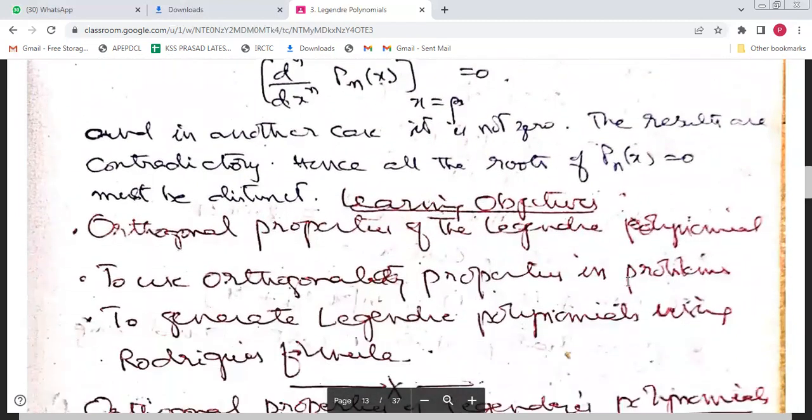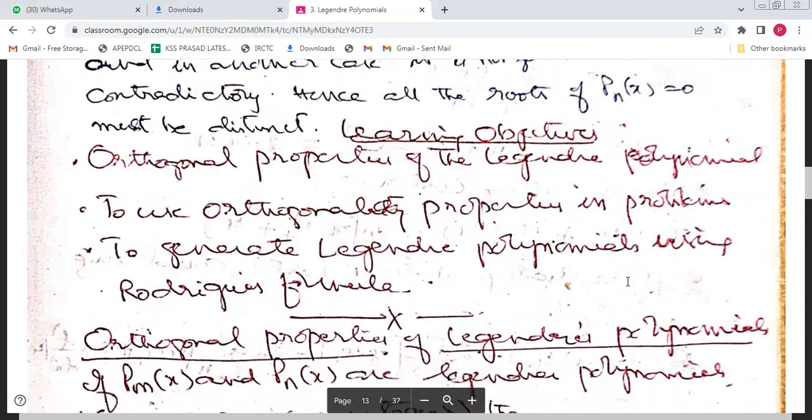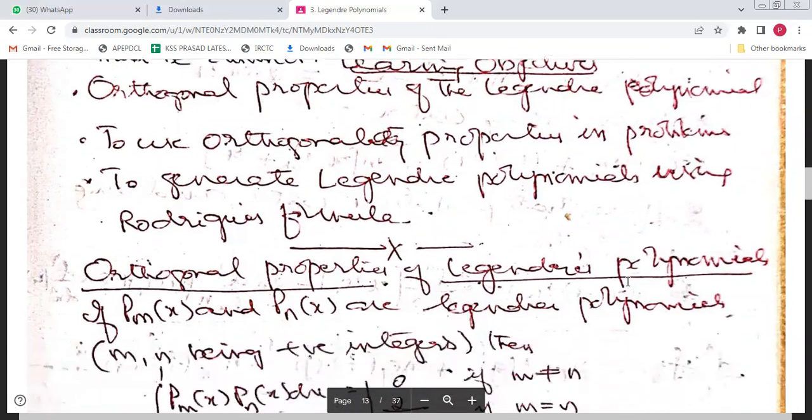So finally, what are the learning objectives that we are learning? Orthogonal properties, using orthogonal properties to solve some problems, and we are going to find the generating function of the Legendre polynomial. Okay, so these things we are going to learn.